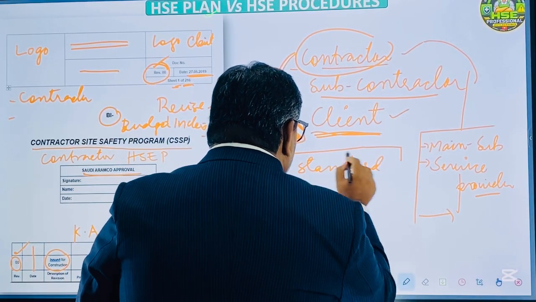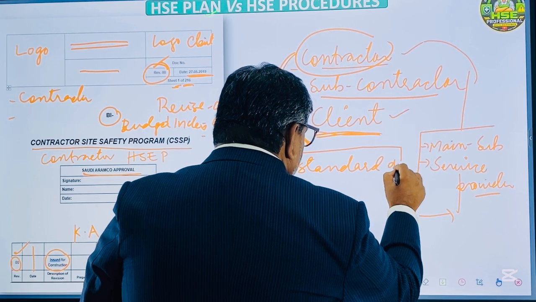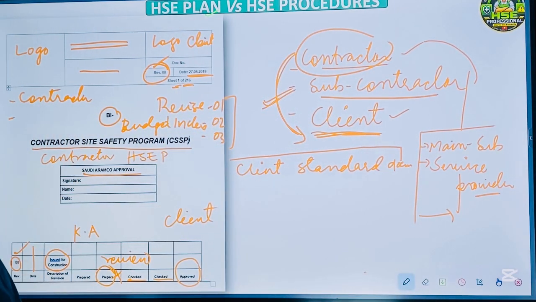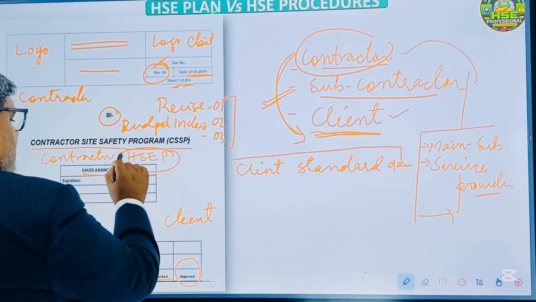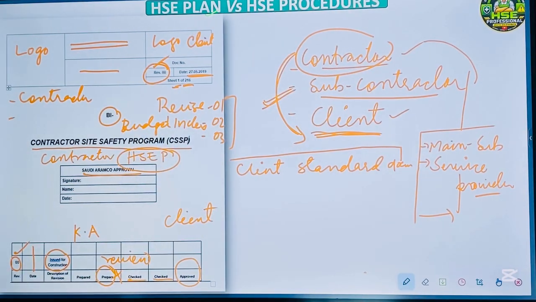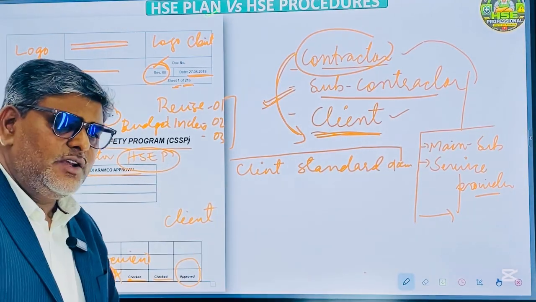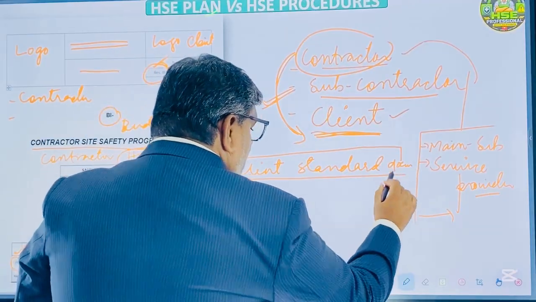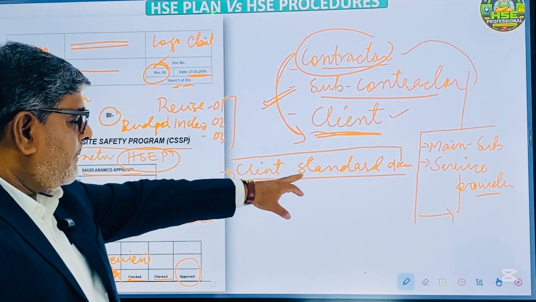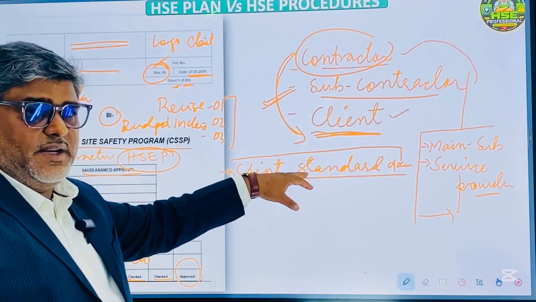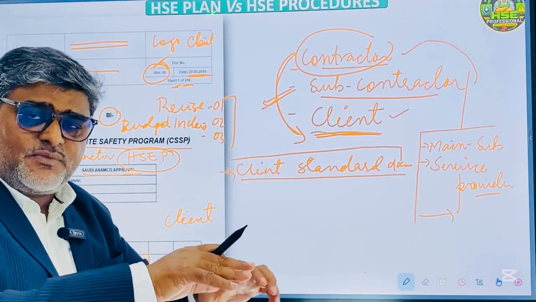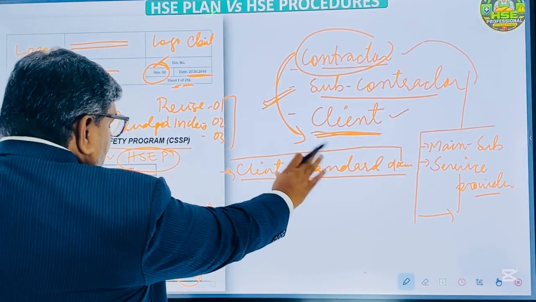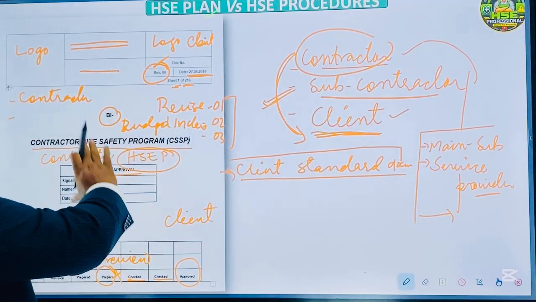Standard document. So for the safety management program, suppose we are going to prepare the health safety environment plan for a project. What documents are required? We require some client standard document. This document will be prepared based on that document. We cannot just randomly write whatever we want. No, we need to comply. The contractor has to comply with the client standard document.